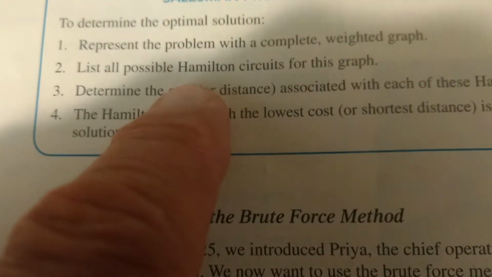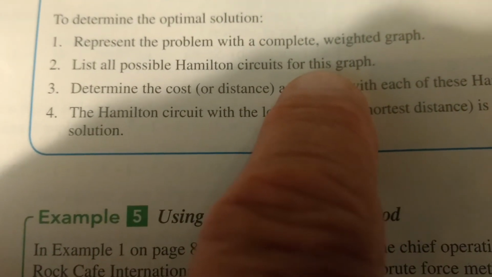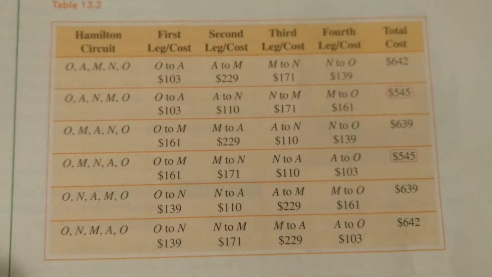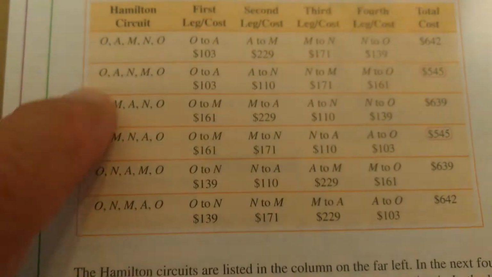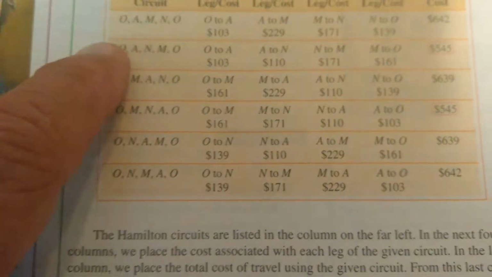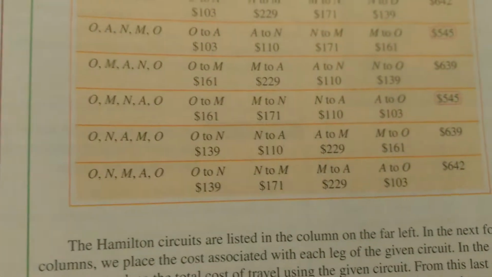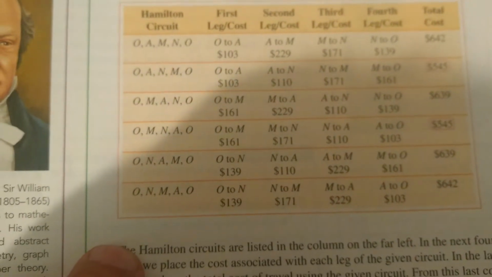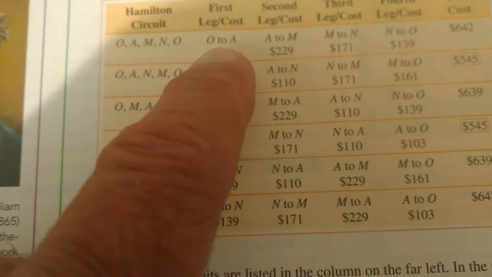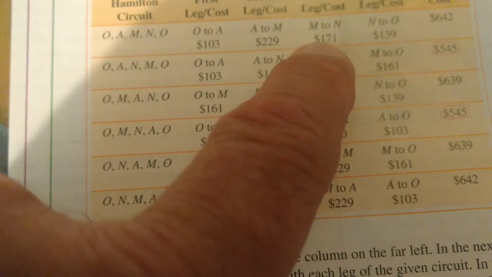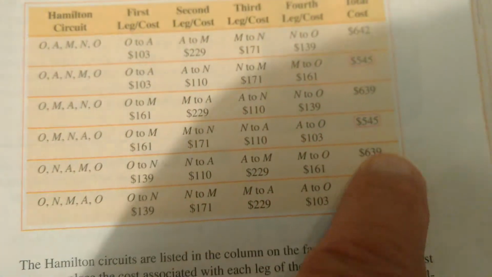Second one, list all possible Hamilton circuits for this graph. Okay, so if you come over here, and this is on page 829, here are all the possible Hamilton circuits. And by going O to A to M to N to O, remember we're trying to leave Orlando and come back to Orlando. That's a characteristic of a Hamilton circuit, is once you leave a destination, you return to that destination. And so then what they've done is, from Orlando to Atlanta, $103, from Atlanta to Memphis, $229, so on and so forth. And then you have total cost here.